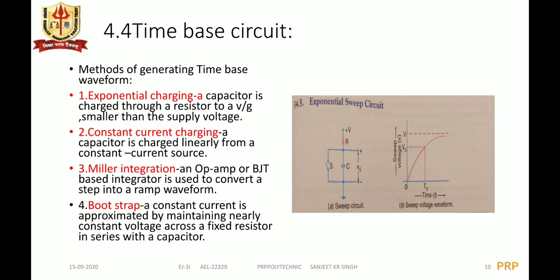Second method is constant current charging. In this method a capacitor is charged linearly from a constant current source. The third method is Miller integration, where an op-amp or BJT transistor based integrator is used to convert a step input into a ramp waveform. And the fourth one is bootstrap, where a constant current is approximated by maintaining nearly constant voltage across a fixed resistor in series with a capacitor.